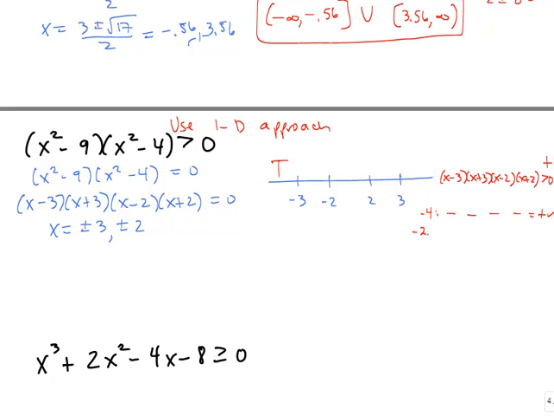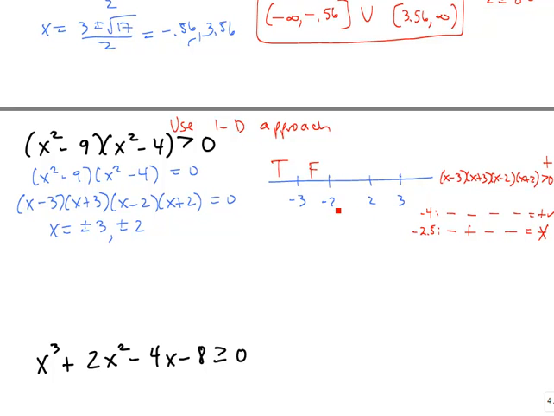If we test the next interval, I need something between negative 3 and negative 2, so maybe negative 2.5. Negative 2.5 minus 3 stays negative. Negative 2.5 plus 3 turns positive. Negative 2.5 minus 2 stays negative. Negative 2.5 plus 2 stays negative. So now we only have 3 minus signs, so this is going to stay negative, and that's not what we want. We want greater than 0, so this will be false.